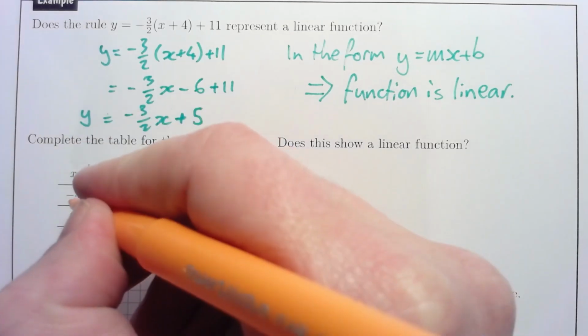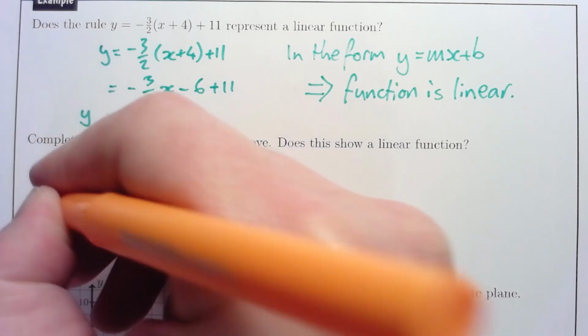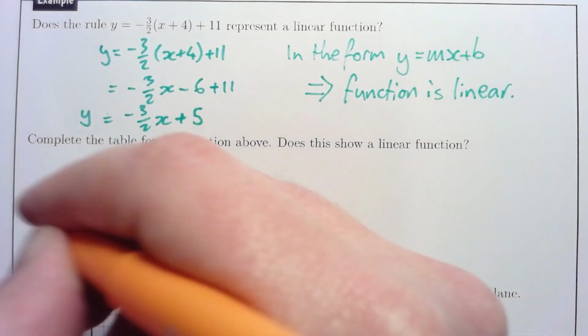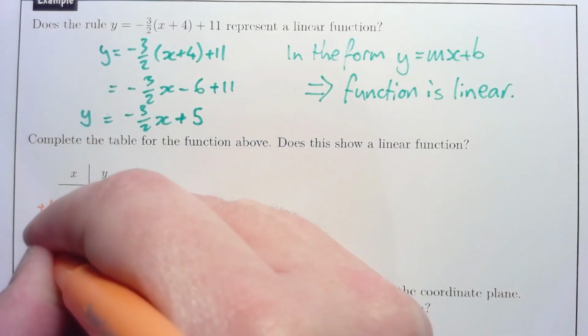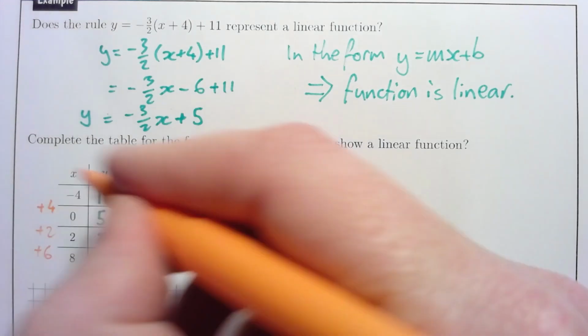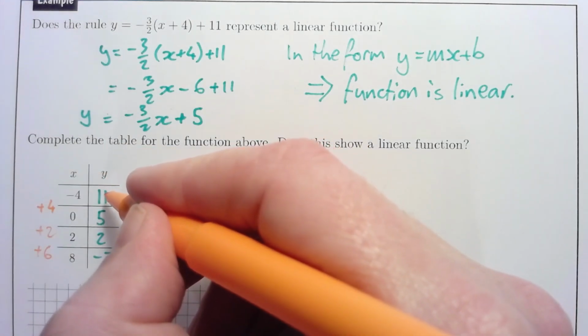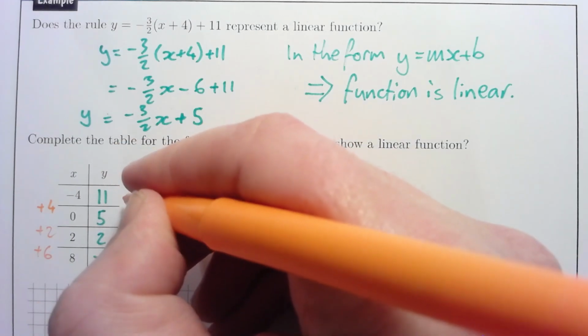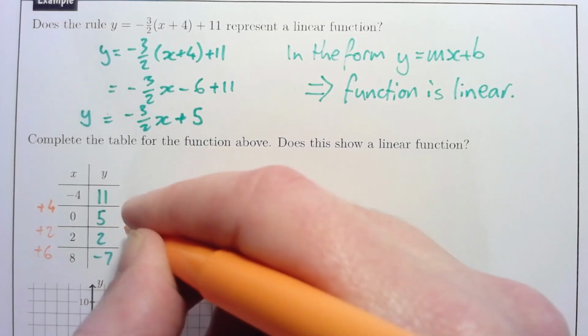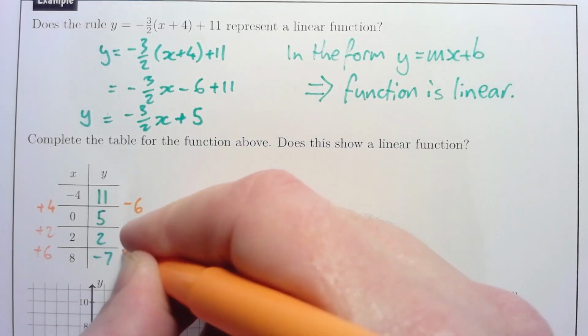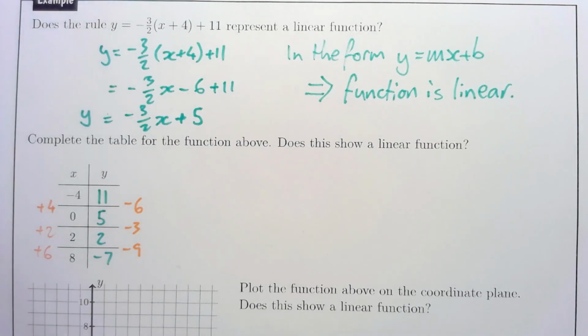So to go from negative 4 to 0, we are adding 4. From 0 to 2, we're adding 2. And from 2 to 8, we're adding 6. Now to go from 11 to 5, we are subtracting 6. To go from 5 to 2, we're subtracting 3. To go from 2 to negative 7, we're subtracting 9. Now notice, our changes are not constant here. The changes are changing.